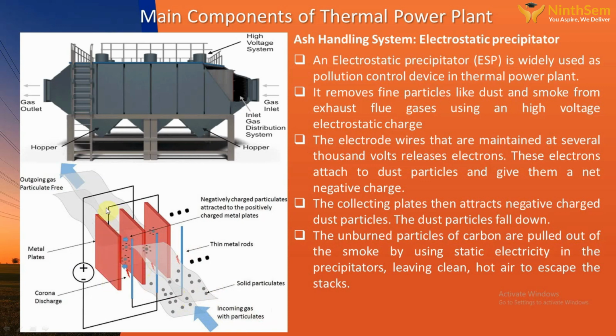When we give the high voltage supply, the positive and negative plates attract the oppositely charged ash particles and they get collected. That is the basic phenomenon of operation. The unburned carbon particles are pulled out of the smoke by static electricity in the precipitators, leaving clean, hot air to escape through the stacks. That is the main purpose of the electrostatic precipitator.